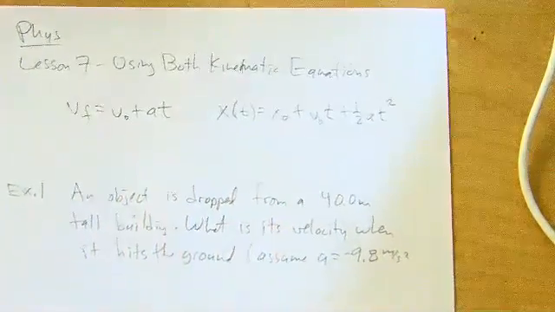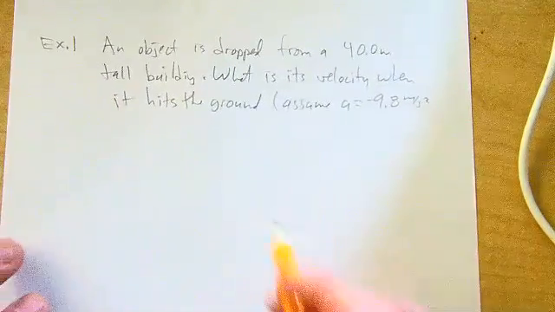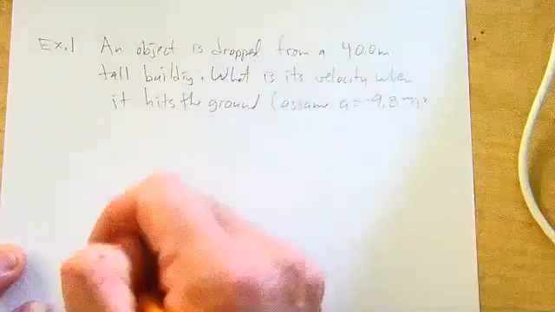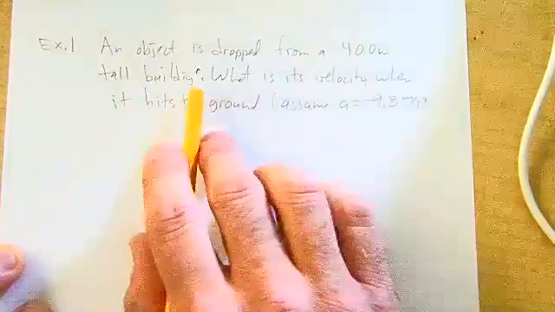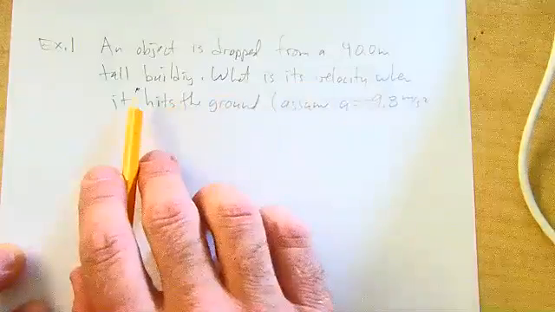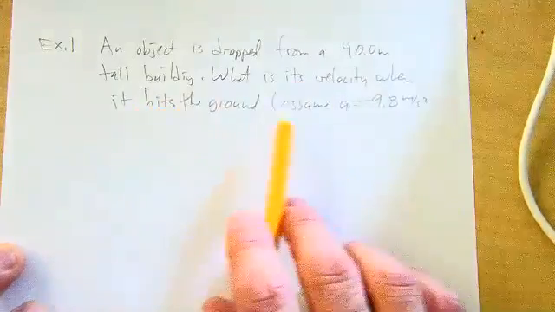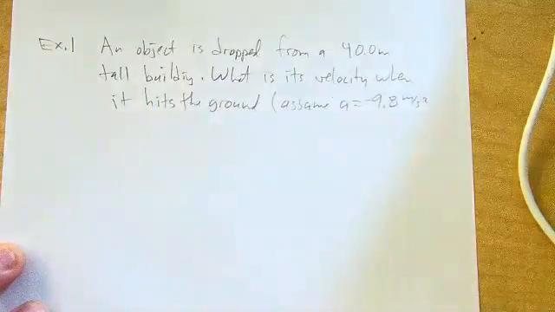Okay, but other than that, it's similar. But I do have a system of drawing these out. If you just stick with this system, it should make your life easy. Okay, so an object is dropped from a 40-meter tall building. What's the velocity when it hits the ground?